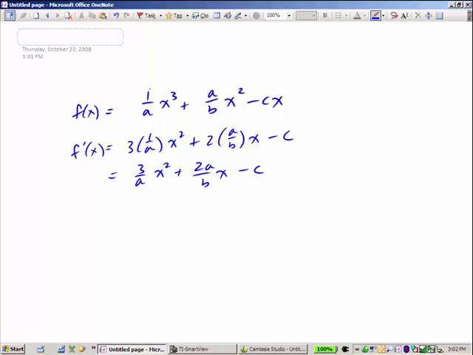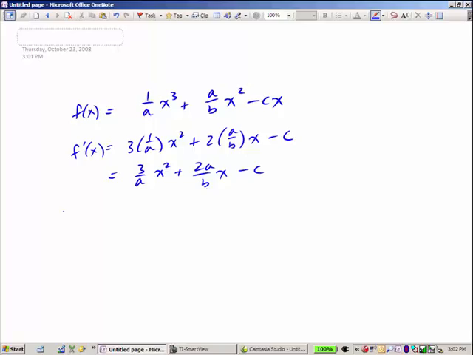You wanted to do the numerators by themselves? You want to do 3x squared over a? Yeah, just fix the numerators. You can do that because a is a constant. Now, if a is not a constant, it's different. So you can do 3x squared over a, and that totally works. 2ax over b. Okay?